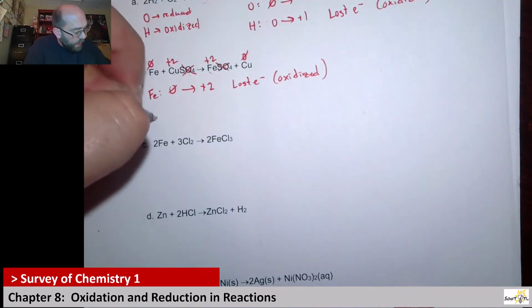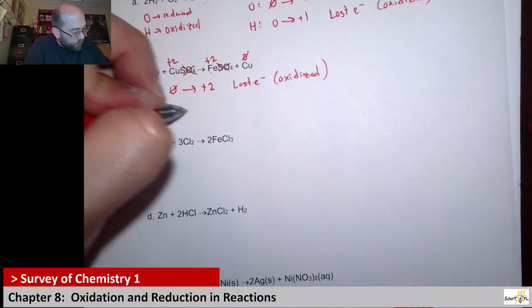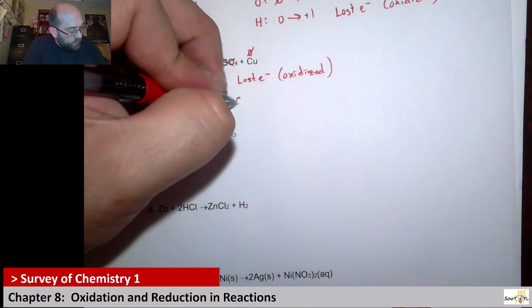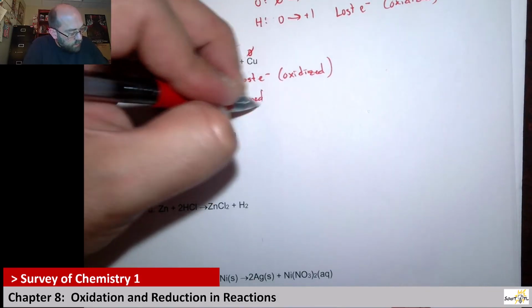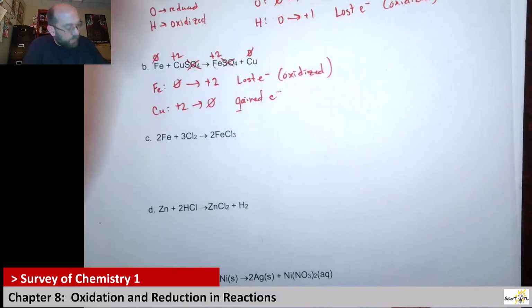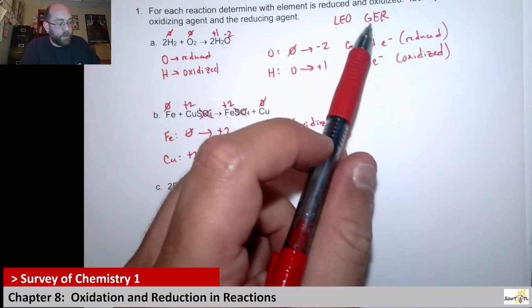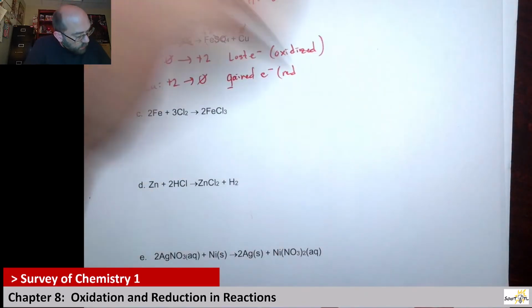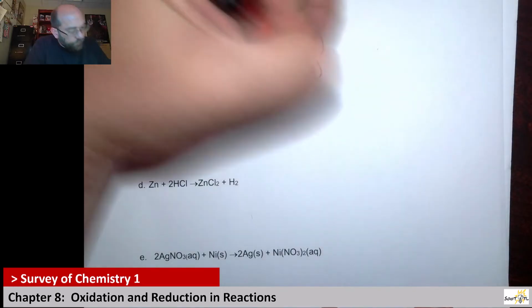Here we have copper. It went from +2 to 0. So in order to do that, it had to gain electrons, right? And vice versa. The opposite of lose is gain. If you gain electrons, it's reduced. So I would put that copper was reduced.